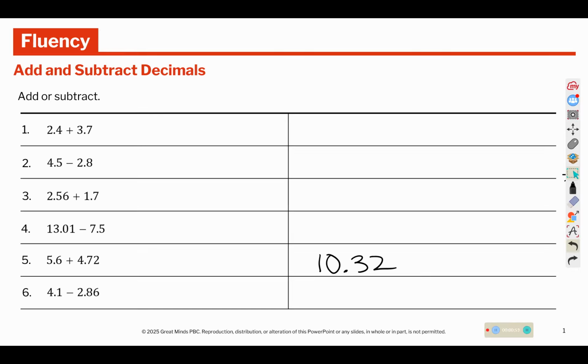Subtraction also needs your decimal place lined up. You can add a 0 to the end of a number to help align those numbers.